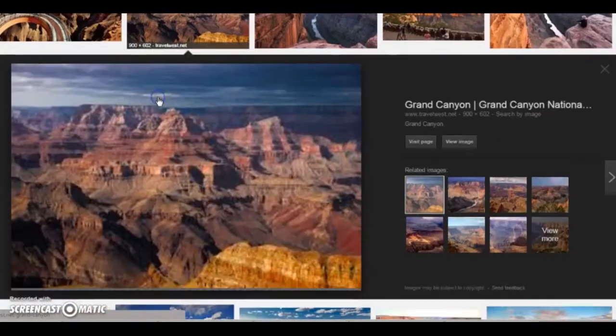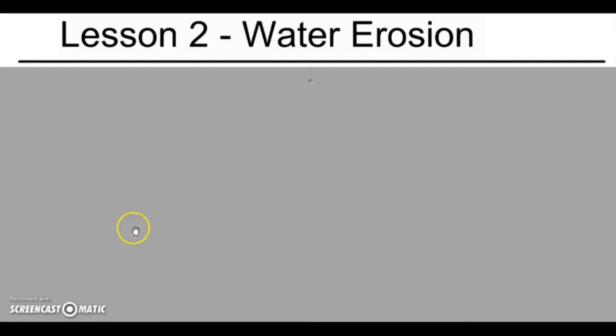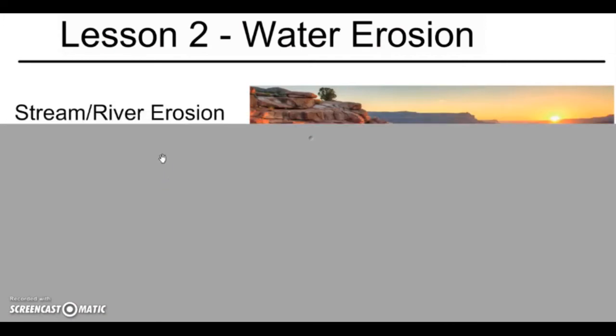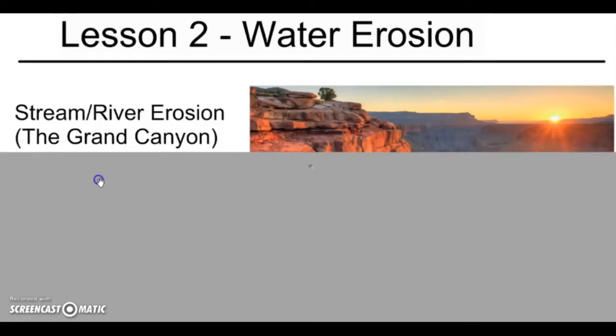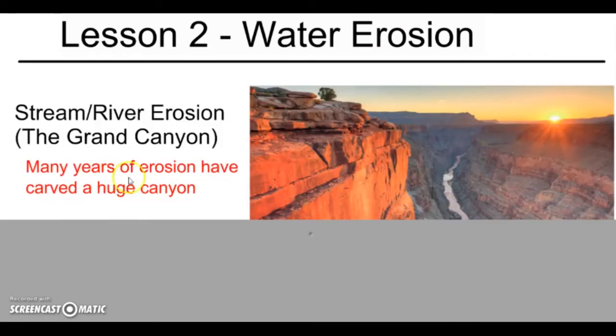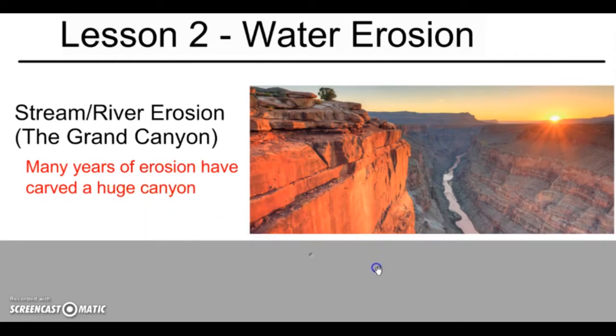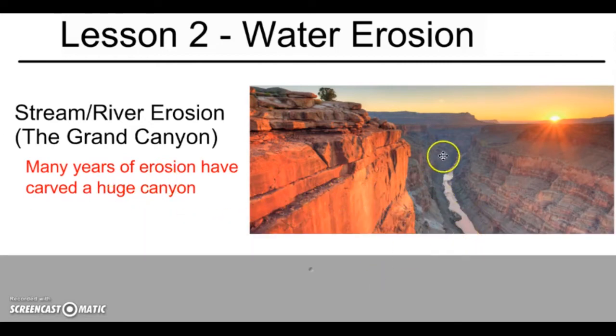So water erosion is responsible for the Grand Canyon. If you take a look at the top of all of these little areas here, it would be a very flat area if it weren't for this. Water and stream erosion, like we said, is responsible for the Grand Canyon. Many years of erosion have carved a huge canyon. And we're going to talk more about how slope and everything affects this.